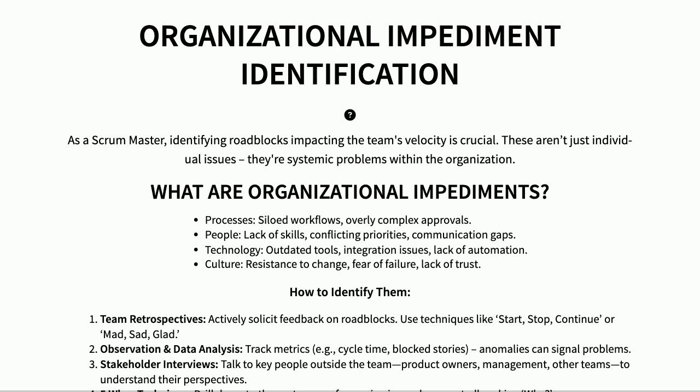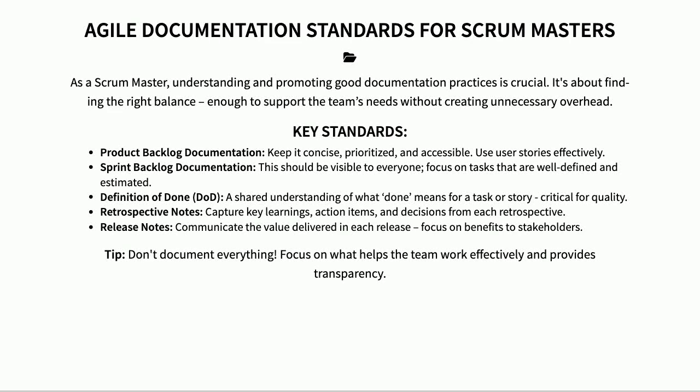Okay, let's talk about documentation for Scrum Masters. It's not about creating massive reports, it's really about ensuring everyone has access to the information they need. We want a clear product backlog, prioritized user stories that are easy to understand. The sprint backlog should be visible to the entire team, with well-defined tasks and estimates. A crucial element is our definition of done, making sure we all agree on what done actually means for each task. And don't forget about retrospectives. Capturing key learnings from those sessions is vital. Finally, release notes keep stakeholders informed about the value delivered.